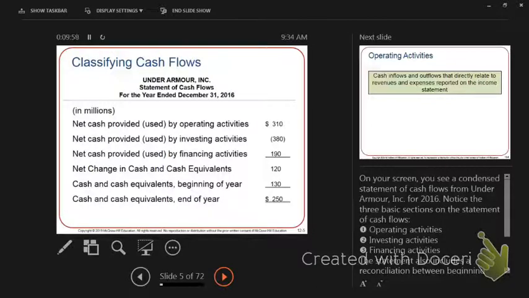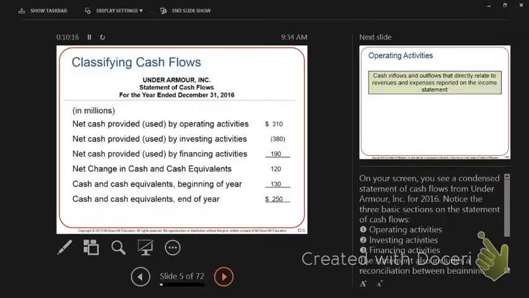It shows you your beginning cash, $130. So our end of cash is $250 million. So in the bank or on the balance sheet, you would see $250 million in cash. So this ending number right here, this 250, that's what's on the balance sheet.